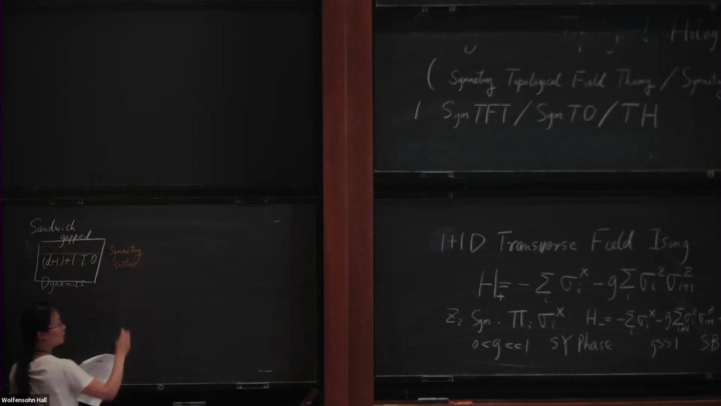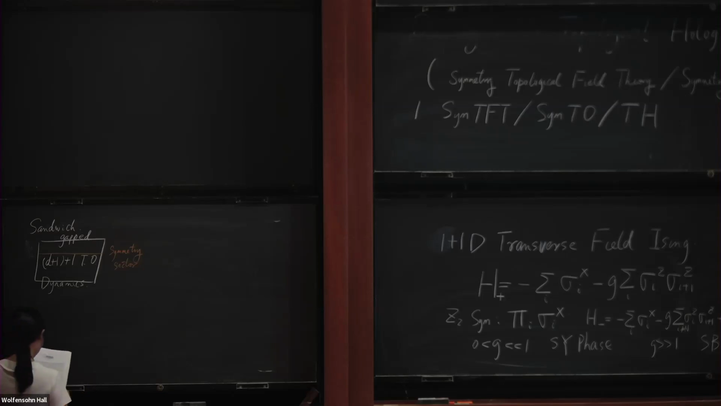If we go to higher dimension, these operators won't be just strings anymore. Like if the bulk is 3 plus 1D, then we can also have membrane operators that are parallel to the boundary, such that the lower boundary terms all commute with them. And those membrane operators will also be part of the labeling for the symmetry sectors.